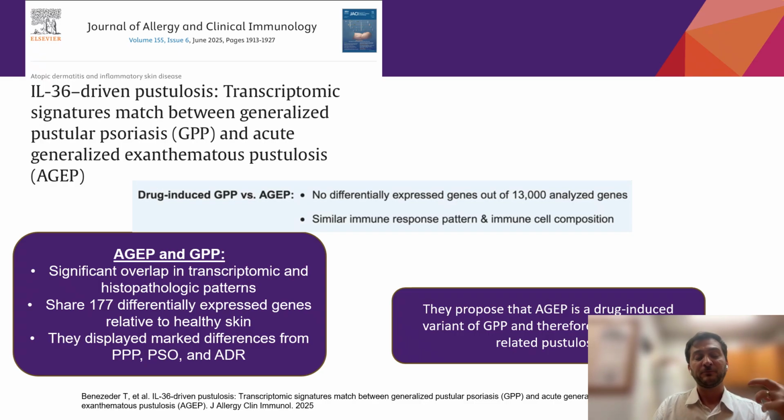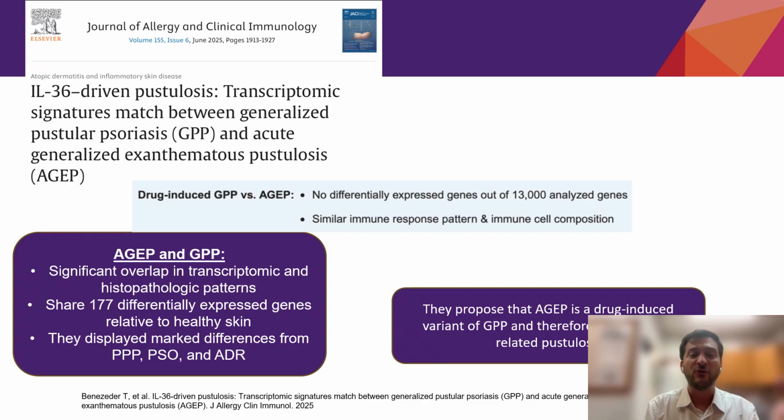So they compared the transcriptomic patterns between these conditions, and what they found is that they were completely different. But AGEP and GPP were almost the same. So probably the best way to understand them now is not as distinct diseases, but as the same condition. Probably AGEP is GPP, where the trigger is a drug exposure.